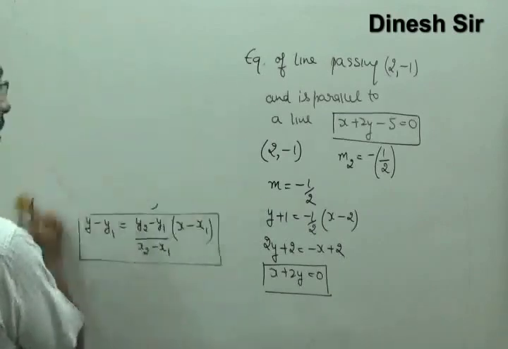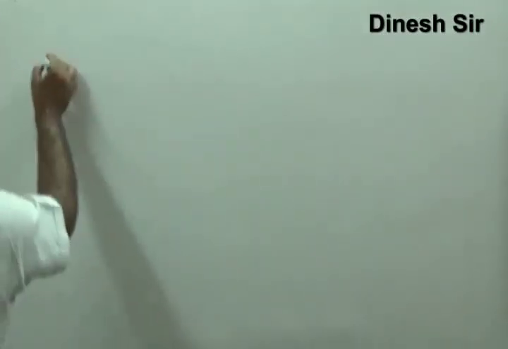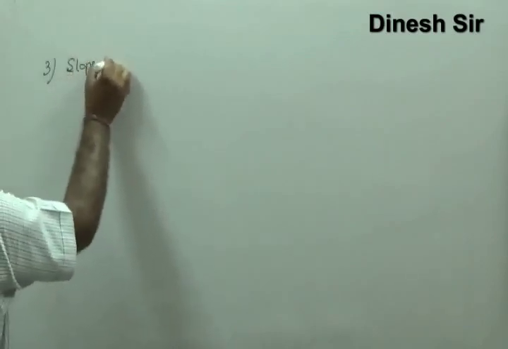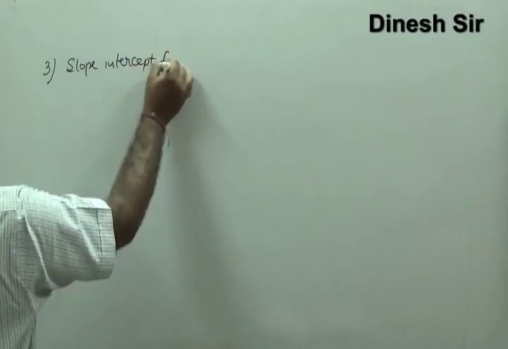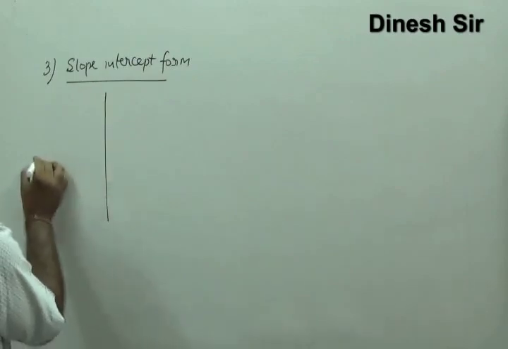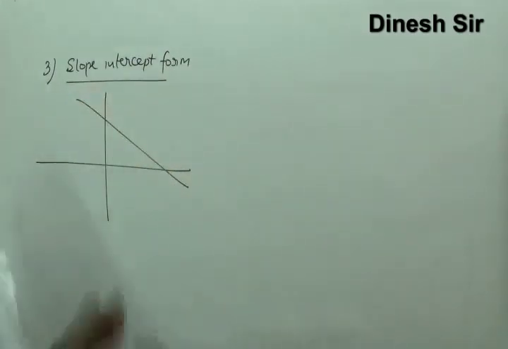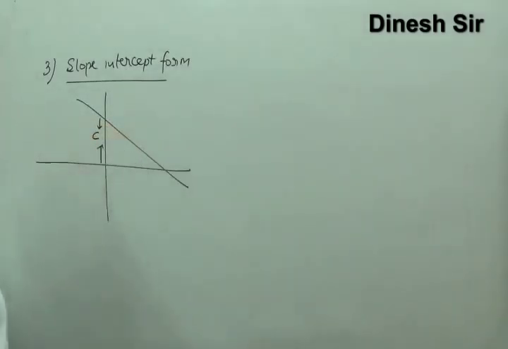Then we have the third format of the equation, that is the slope intercept form. What do you mean by this form? Suppose one line is there cutting the x-axis and y-axis in this way. This is the y-axis intercept, that is C. Here C is the y-axis intercept.